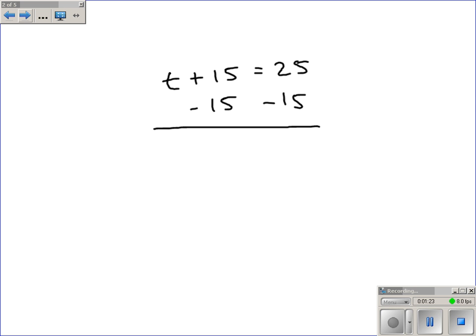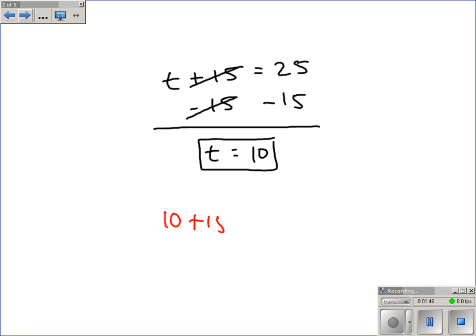If I subtract 15 from both sides of the equation, then plus 15 minus 15 equals 0. That's convenient. And so t is equal to 25 minus 15, which is 10. So my answer is 10. It's a really good idea to get in the habit of checking your work. If I plug 10 in for t, does t plus 15 equal 25? Well, 10 plus 15 is equal to 25, and so yes, it does.